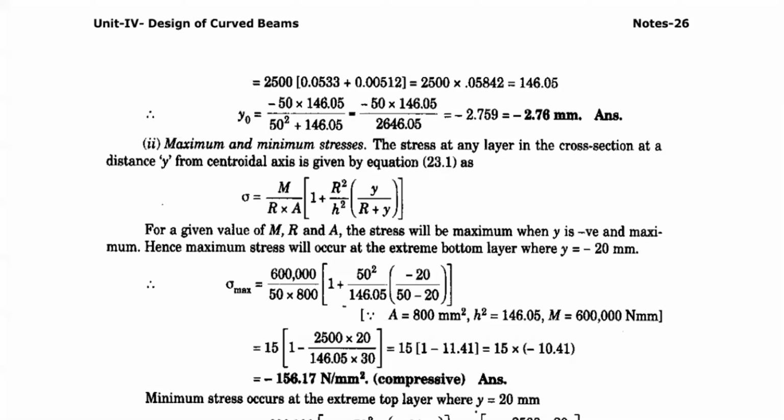Right. So what are the maximum and minimum stresses? Try to identify them on page number 6. Have you identified them on page number 6? Sigma equal to m by r into bracket 1 plus r square by h square, y by r plus y. Have you identified this relation? Please try to identify and respond, then only we move ahead, because it is very important.